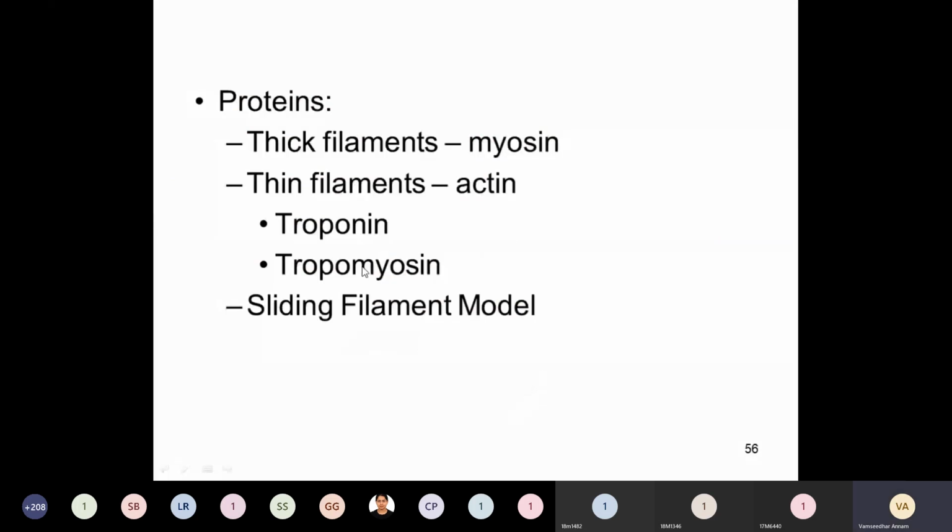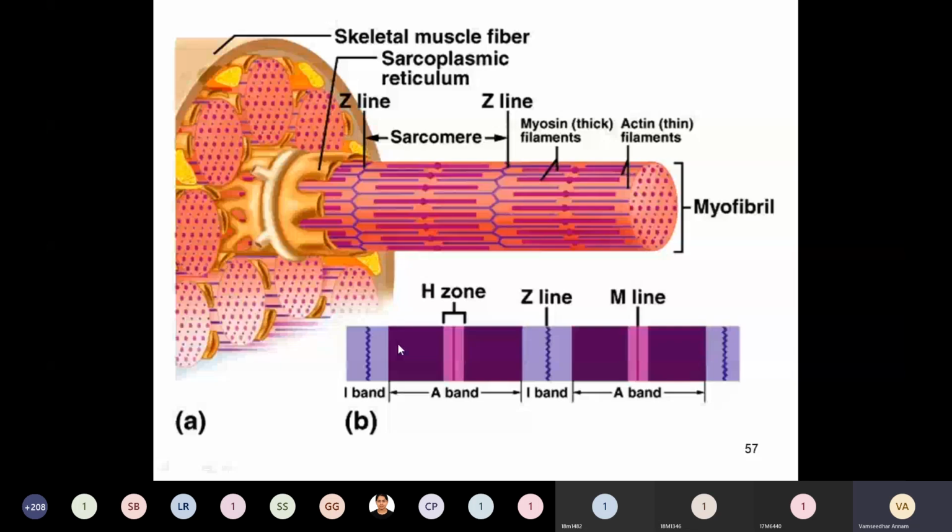The proteins which are mainly present are thick filaments and thin filaments. This you should know. Thick filaments, myosin, mainly required for contraction of the muscle. Thin filaments are actin, troponin, tropomyosin. Then there's the sliding filament model.